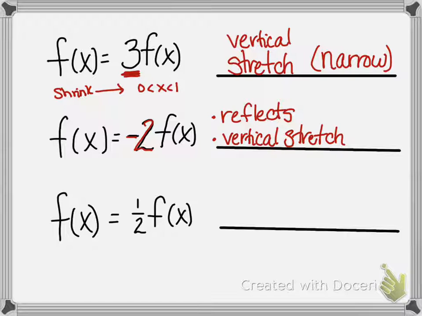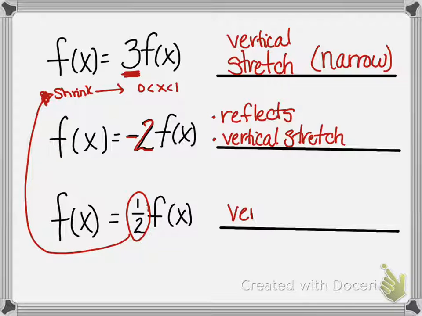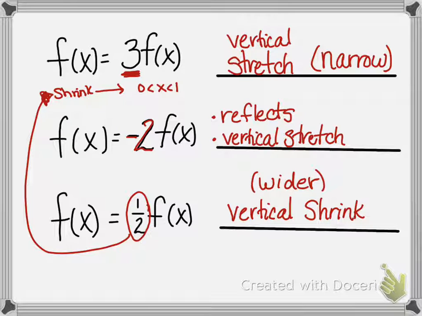Okay, take a look at that last one. I don't see a negative, so I'm not reflecting, but I do see 1/2. And I'm going to look up here and say, oh, if it's between 0 and 1, this would be a vertical shrink. It's getting wider. I know it's like, what? That seems so backwards. But my graph is going from the parent function, and it's getting wider. It's shrinking down to the x-axis down here.